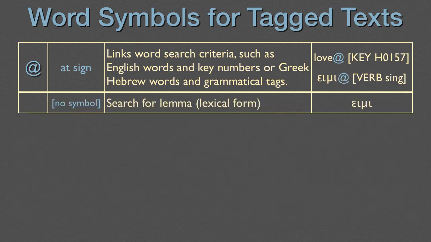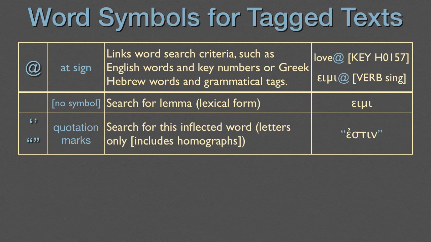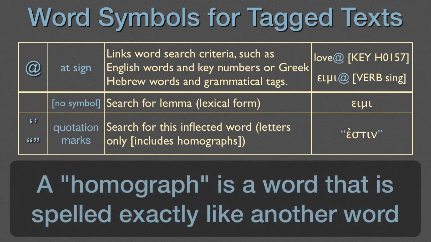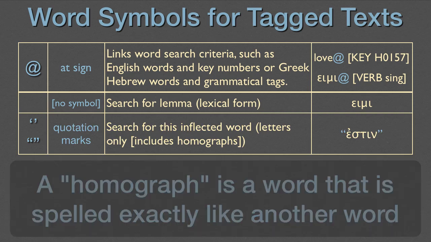No search symbol is required when searching for all forms of a lemma, since this is Accordance's default. Placing quotation marks around a word searches for specific inflected forms. Now, just an aside here. Technically, placing quotation marks around a word searches for a specific character string that only includes letters. So this search will find homographs. A homograph is a word that is written in the same way as another word.